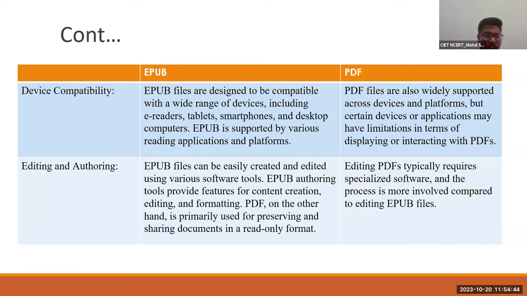Editing and authoring. EPUB files can be easily created and edited using various software tools. EPUB authoring tools provide features for content creation, editing, and formatting. PDF, on the other hand, is primarily used for preserving and sharing documents in a read-only format. PDF editing typically requires specialized software, like Adobe Acrobat Pro, and the process is more involved compared to editing EPUB files.